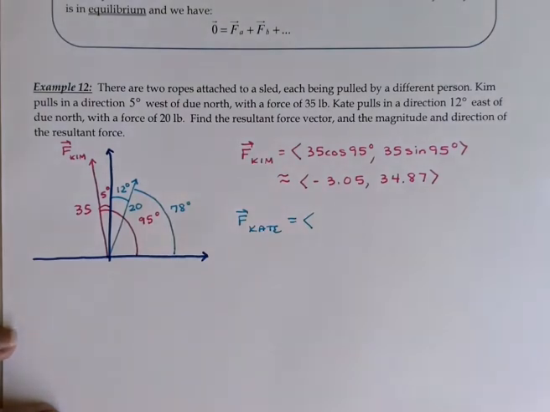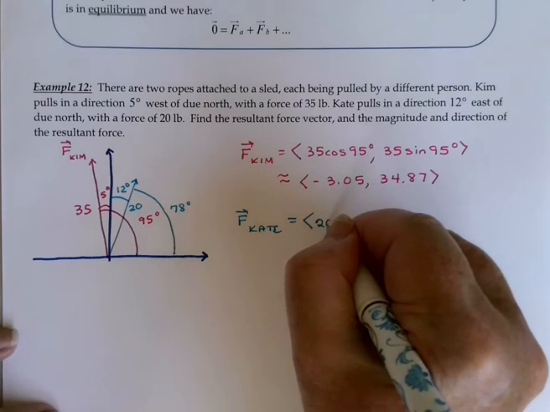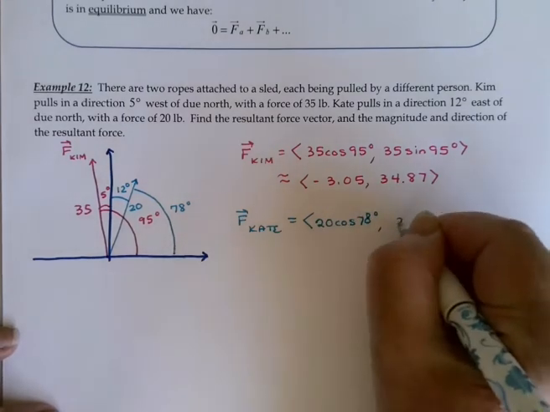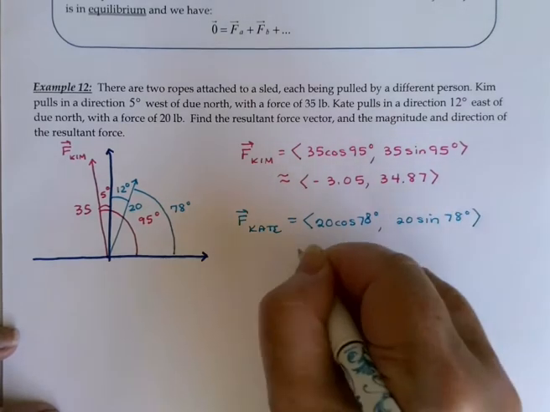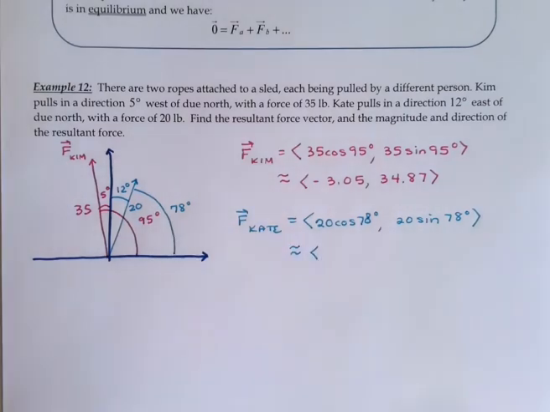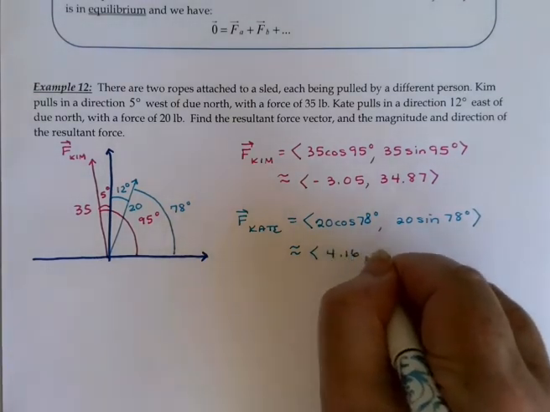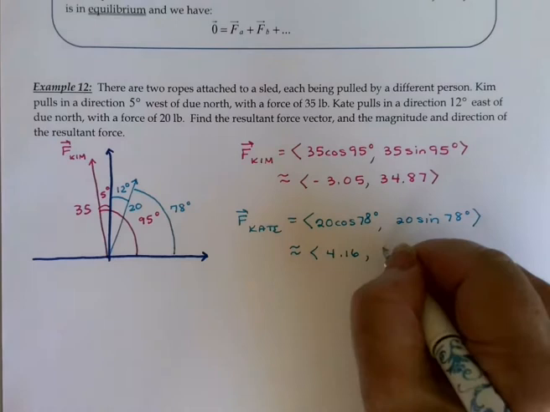So for Kate, we will go with 20 cosine 78 degrees and 20 sine 78 degrees, or approximately 4.16 and 19.56.